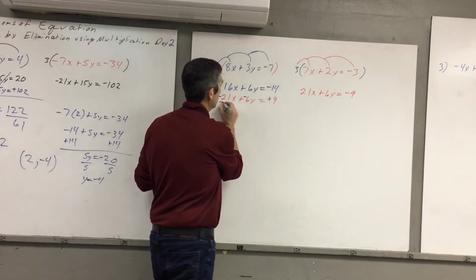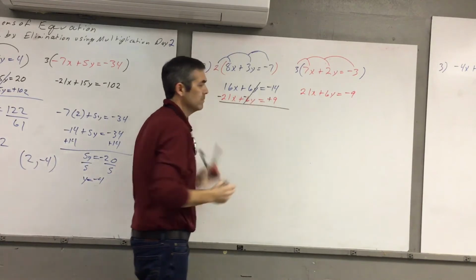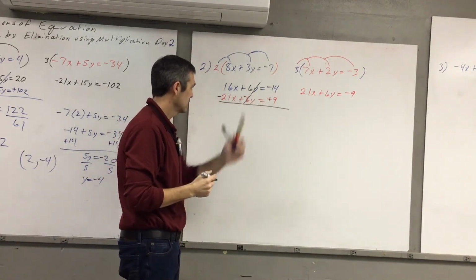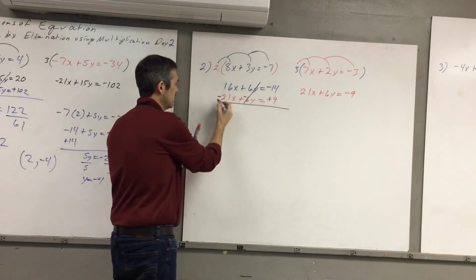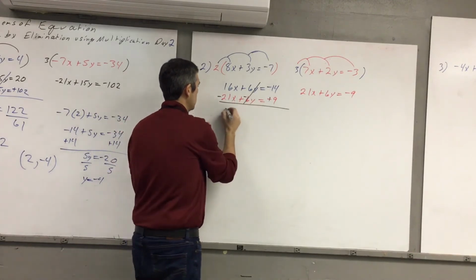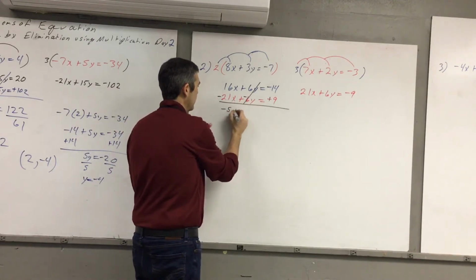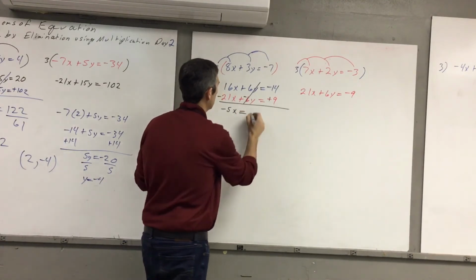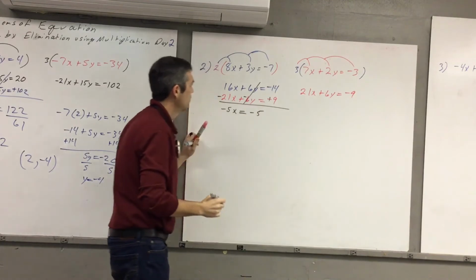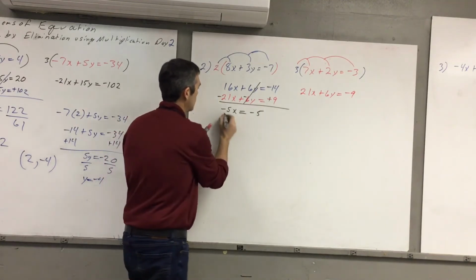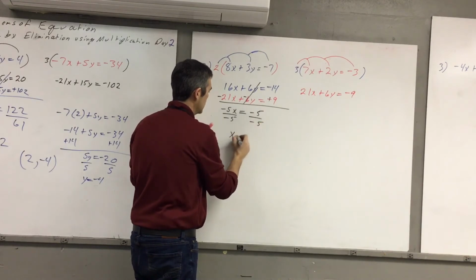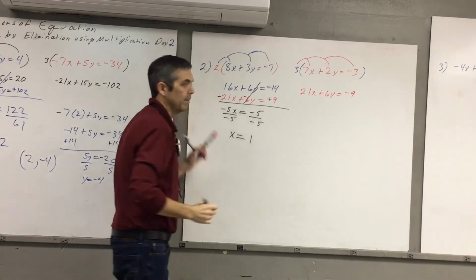Now, I can cancel that out. That's what the whole point was, because 6y plus negative 6y cancels out. 16x plus negative 21x gets you negative 5x equals negative 5. Divide by negative 5, divide by negative 5, x equals 1.